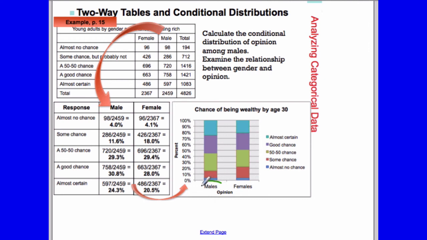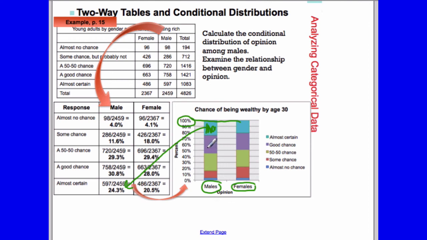But again, we've got categorical data. Here's my males. Here's my females. But it's broken into segments. Both bars reach, or line up at, the 100%. And then within the bar, this light blue, which is males that are almost certain, is this piece of data right here.